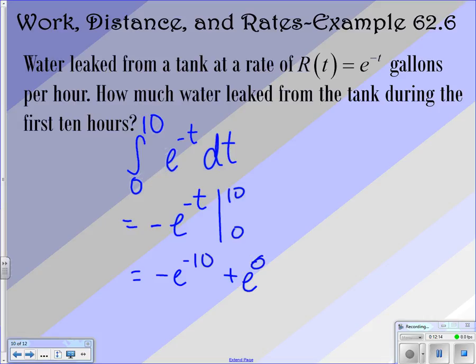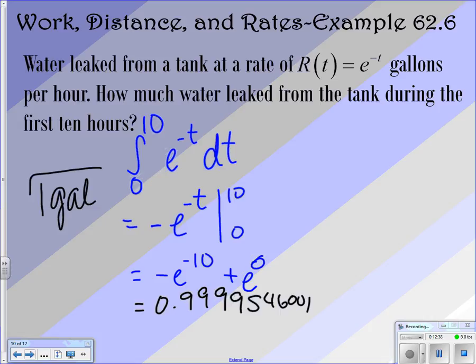Negative e to the negative 10 plus e to the 0, which is 1, and you get 0.9999546001. What is that approximately? How much water leaked during the first 10 hours? About 1 gallon. And so that would be your answer for that question.